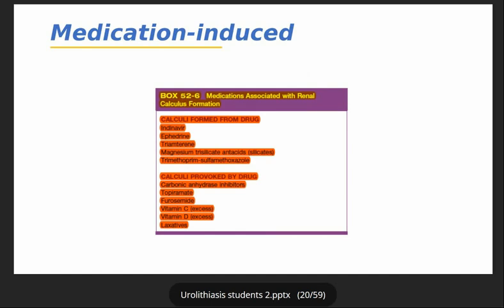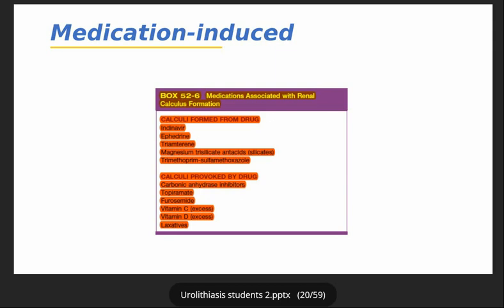The last but not the least is medication-induced, and medication-induced stones are of two types. There are stones that form from the drug itself, and there are stones that are provoked by the drug. Meaning if you take the stone and analyze it, it will be the medication itself. But the stones provoked by the drugs are where the drug causes a mechanism that produces either hypercalciuria or hyperuricosuria. So this is the list.